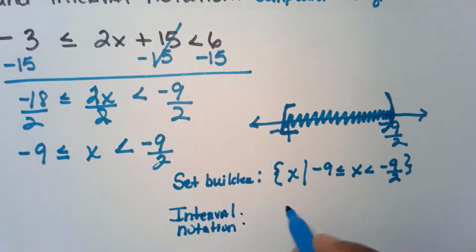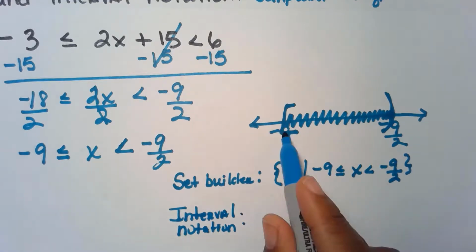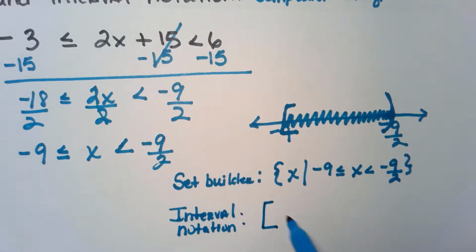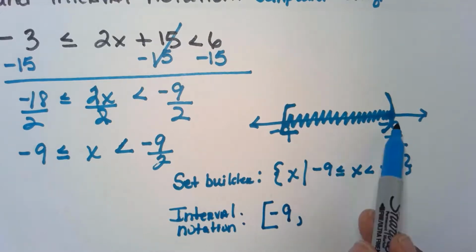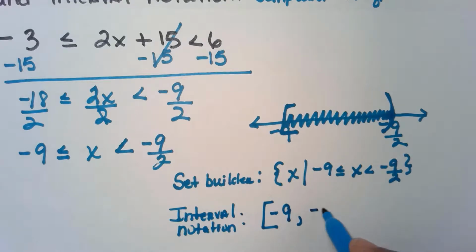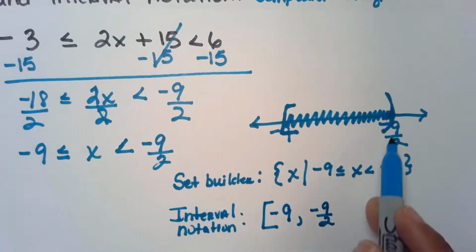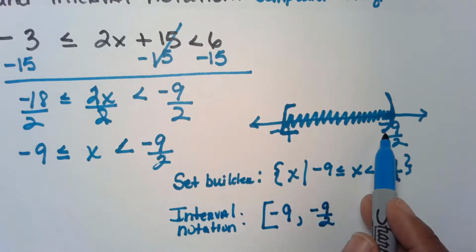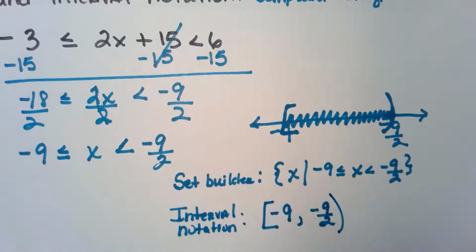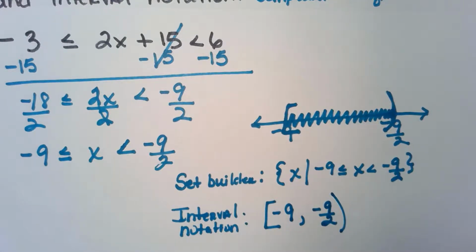So here at negative 9, we have an open bracket, negative 9, comma, and then where does it end? At negative 9 over 2. And what notation did we use at negative 9 over 2? We use a closed parenthesis. So those are the ways that we can graph or write our solutions to this compound inequality.